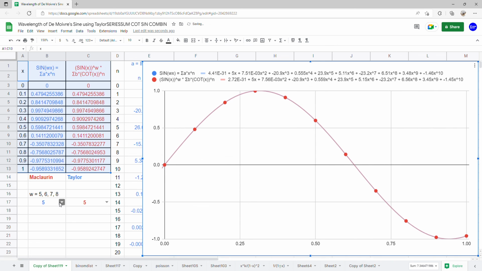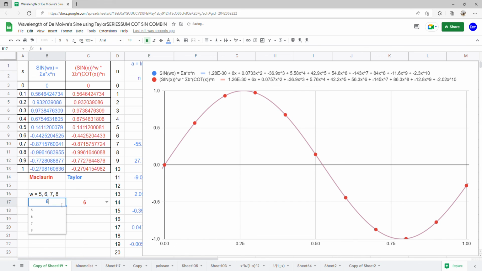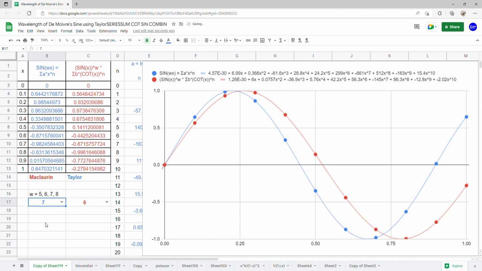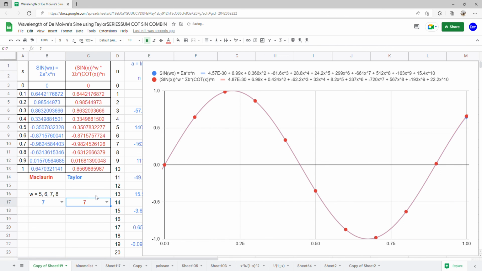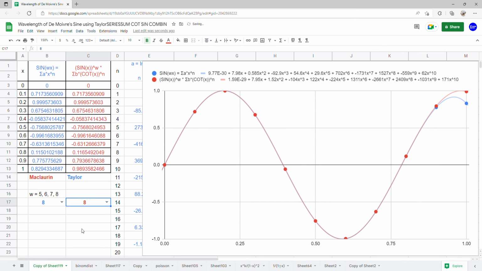You can increase the W to 6. So the wavelength now is shortened. We also changed W here to 6. Change the wavelength of the Moivre, changing to 7. We can also change the equivalent, the cotangent formula, to 7. Change this to 8. And we shorten the wavelength to 8. So this completes the use of the SERIESSUM function, cotangent, sine, combination, and the Moivre sine formula to change the wavelength of the Moivre sine function.